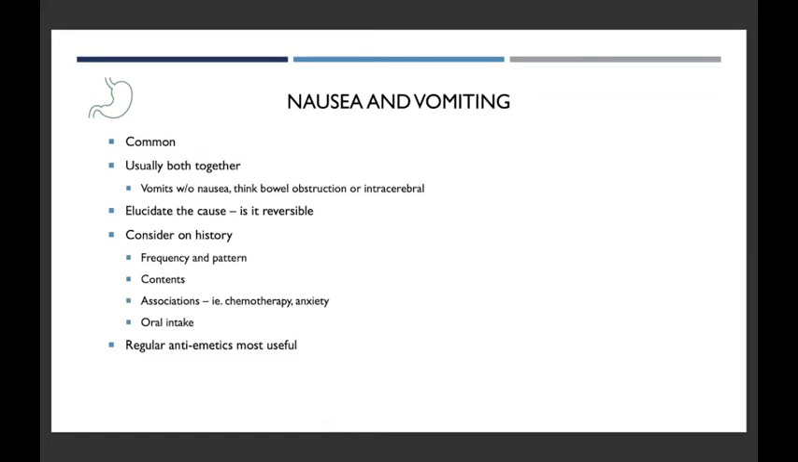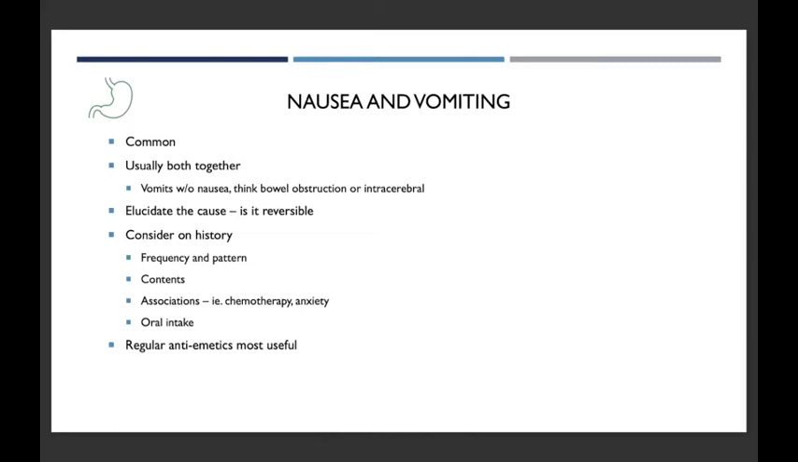Try and elicit what the actual cause is. On the next slide, you'll see that there are lots of different things that can actually cause it, and they lead you down different routes of addressing it as well. But try and identify the cause, because if it is a reversible cause, then instead of just giving medication such as an antiemetic, we can actually treat the cause and get rid of the nausea and vomiting itself.